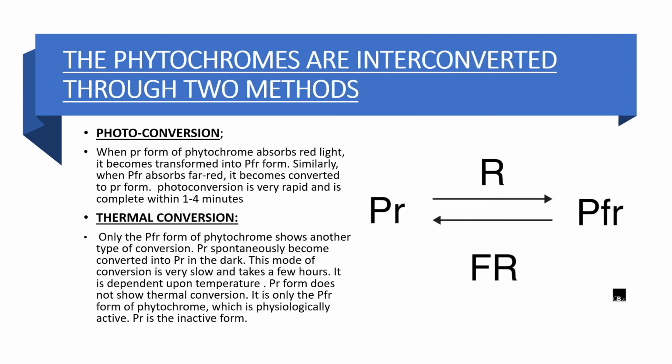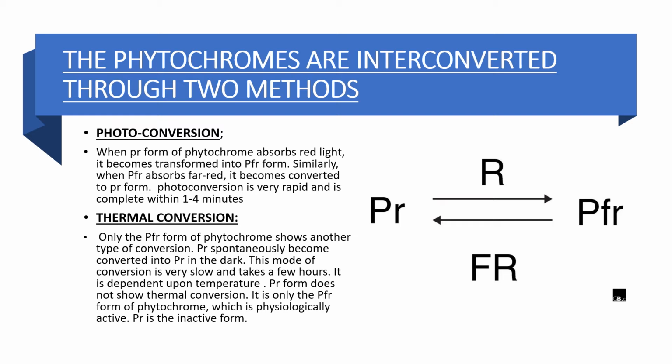The phytochromes are interconverted through two methods. Photoconversion: when the Pr form of phytochrome absorbs red light, it becomes transformed into the Pfr form. Similarly, when Pfr absorbs far red, it becomes converted to the Pr form. Photoconversion is very rapid and is complete within 1 to 4 minutes.